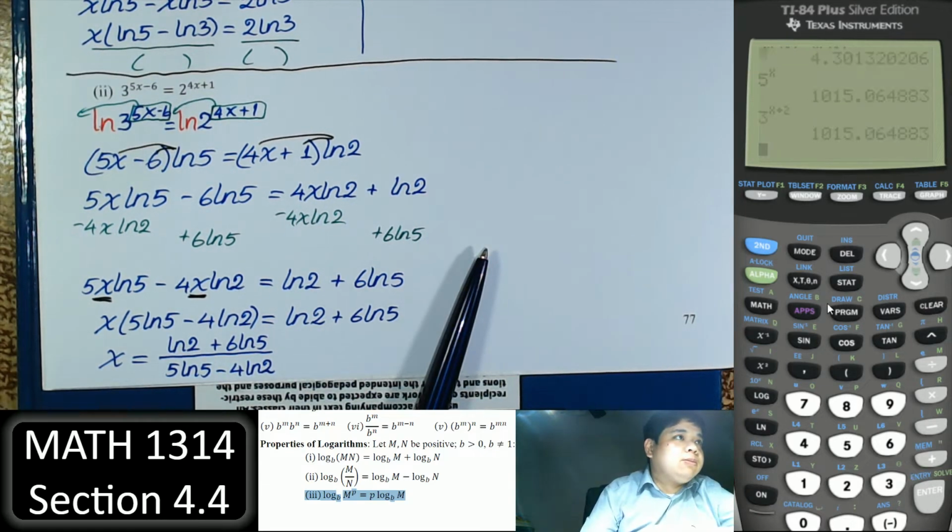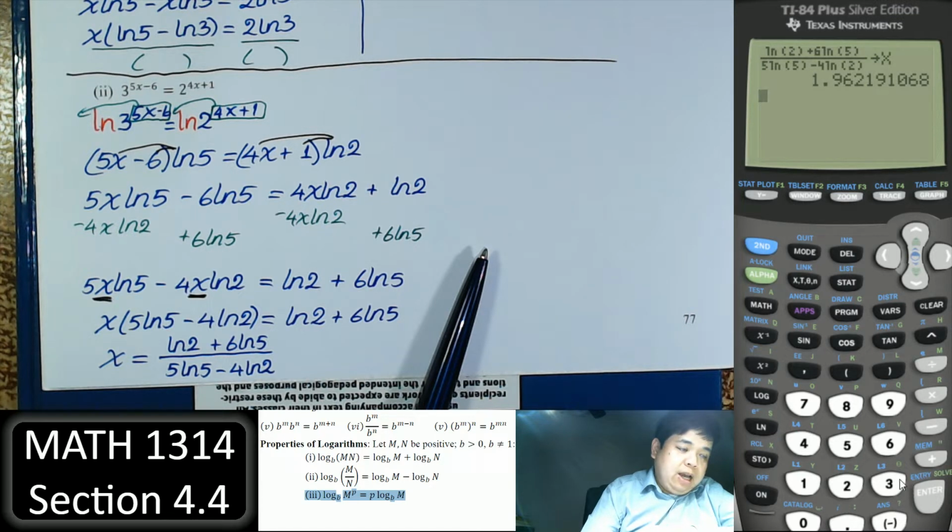Right, so fraction ln of 2 plus 6 ln of 5 divided by 5 ln of 5 minus 4 ln of 2, store into x, and then we have 3 to 5x minus 6, or 2 to the 4x plus 1.